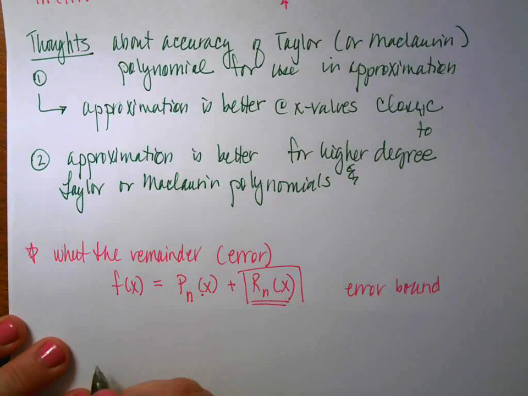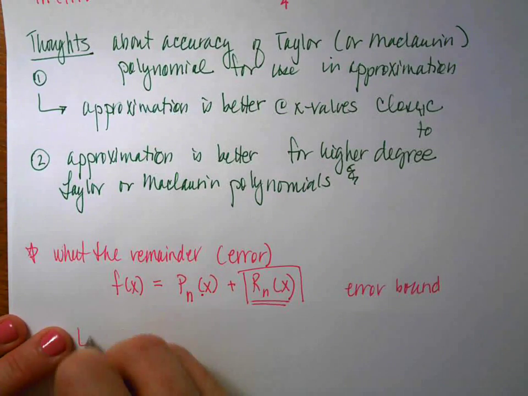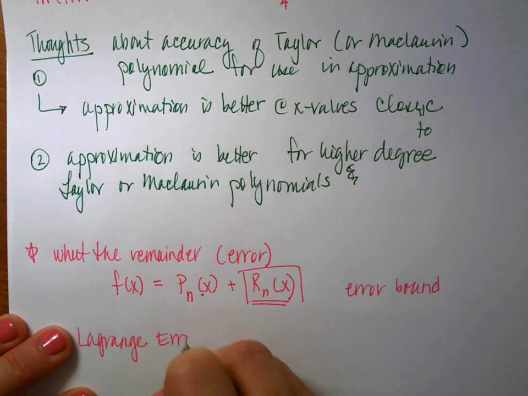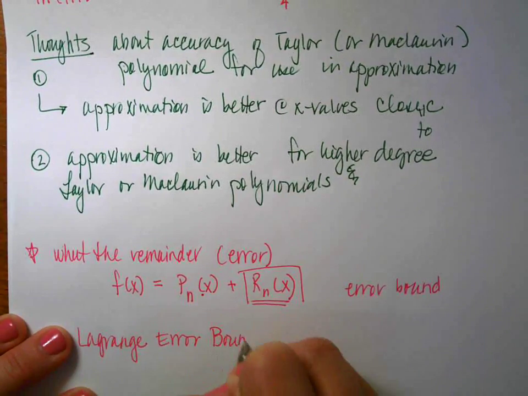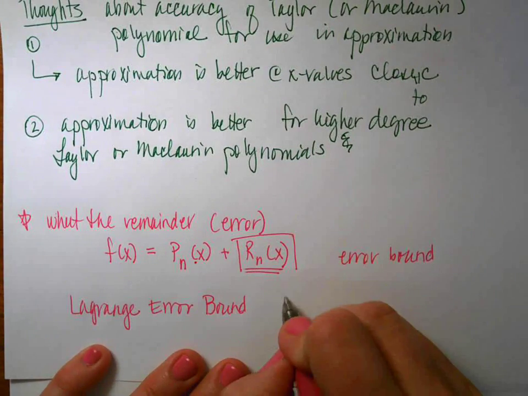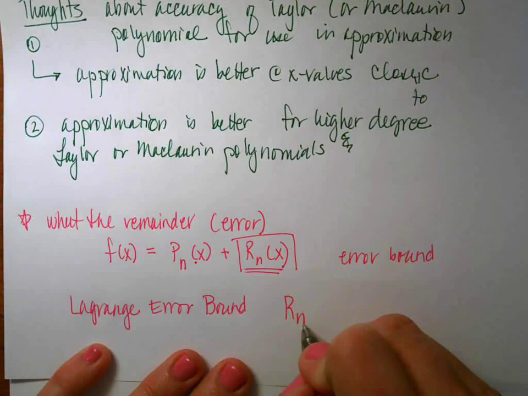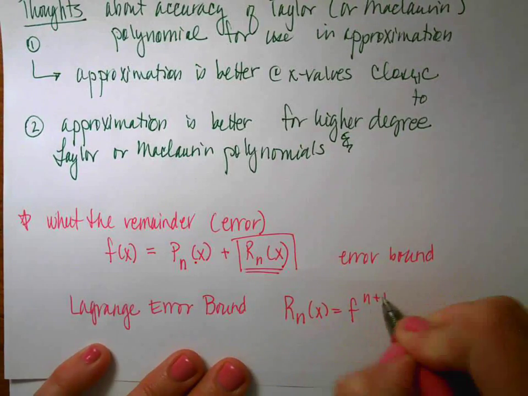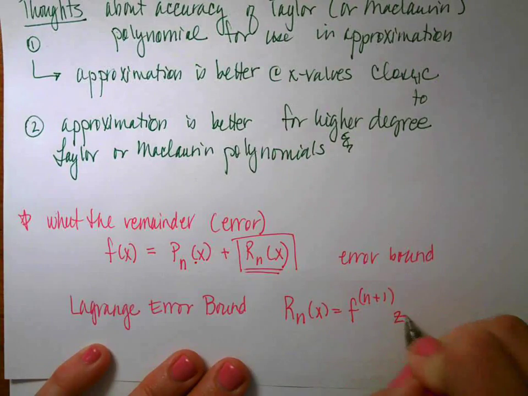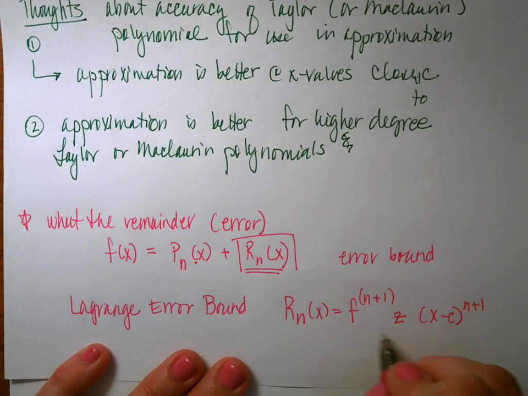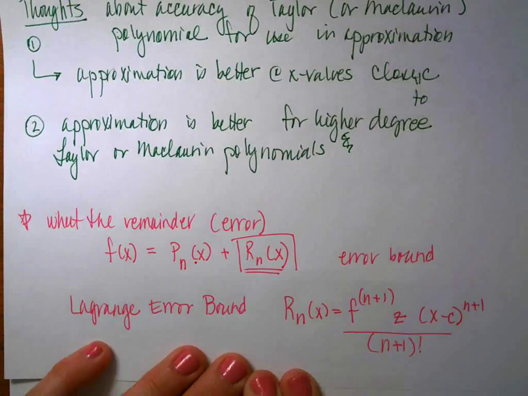Well, I have a handy dandy little formula, and it's called the Lagrange error bound, L-A-G-R-A-N-G-E. I'm kind of taking my notes a little bit out of order, but if I have R_n(x), this is going to equal, and I'm just going to have you write it down for right now, and then we'll talk about its individual pieces and where it fits in what we've been doing.